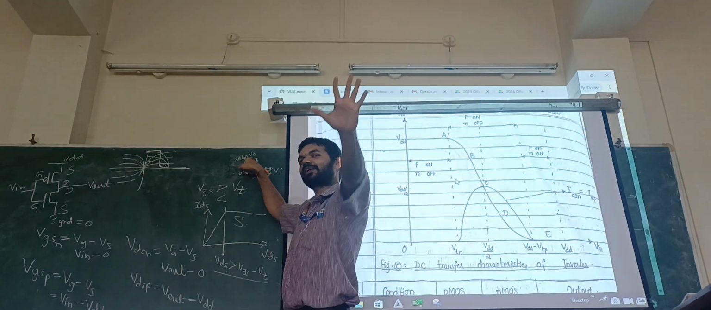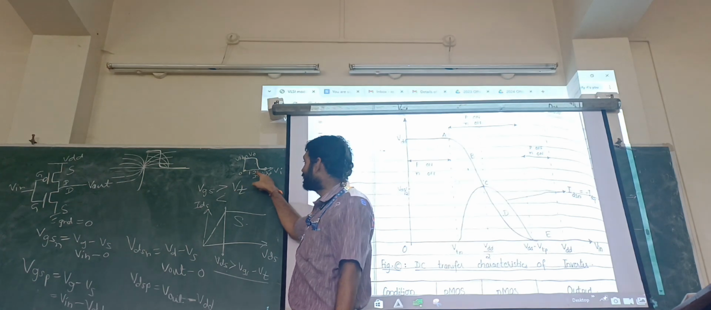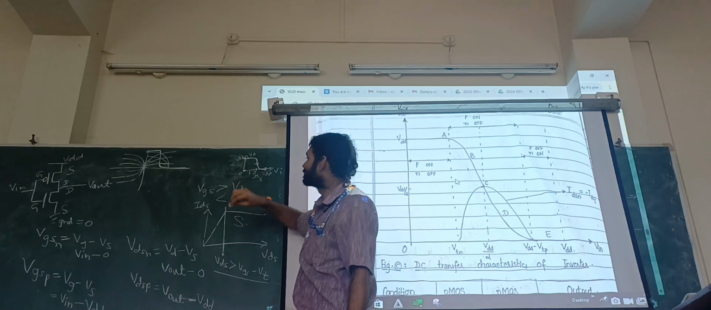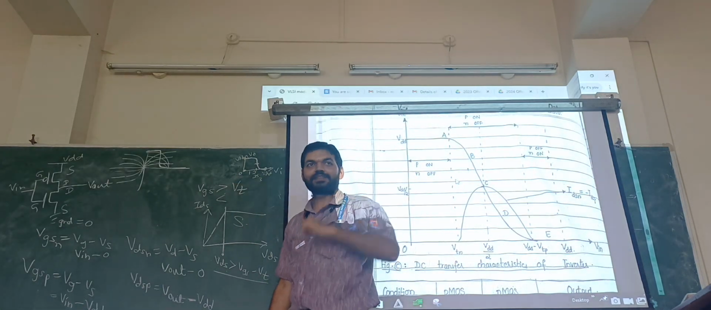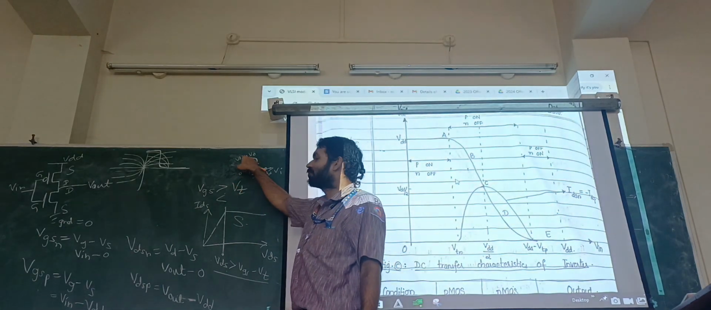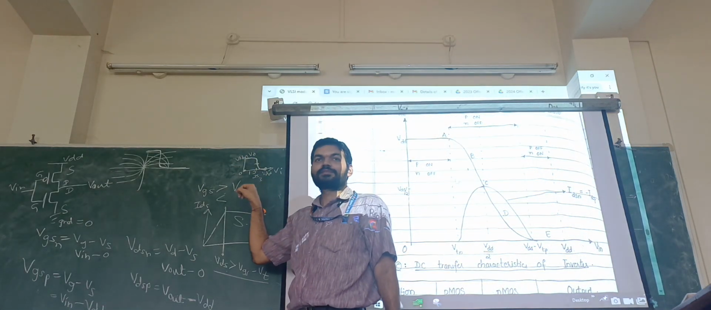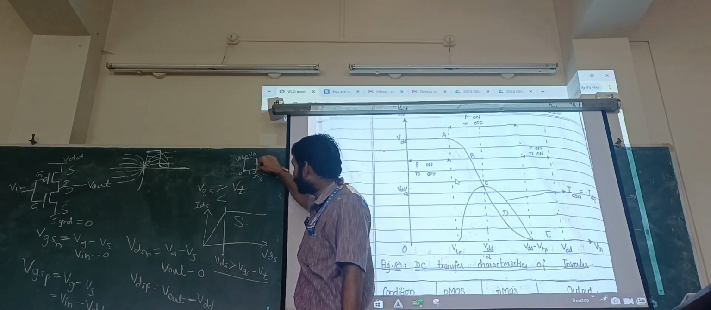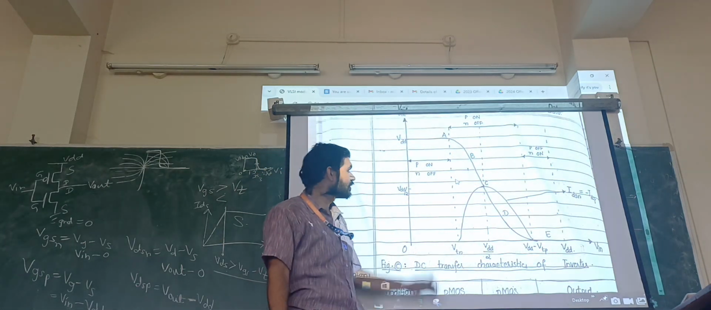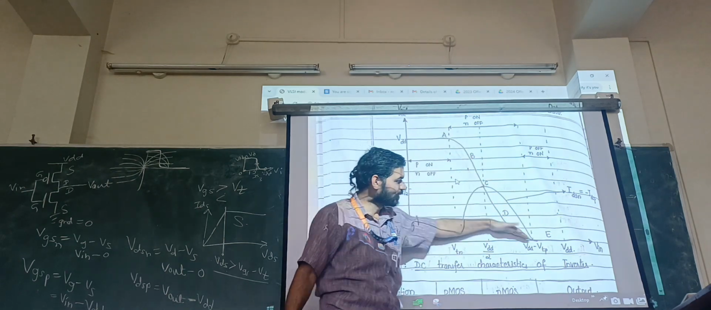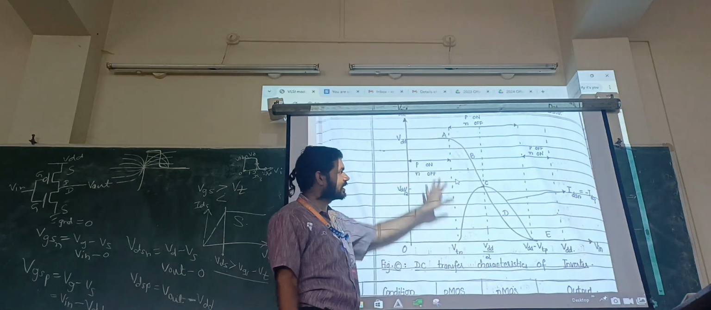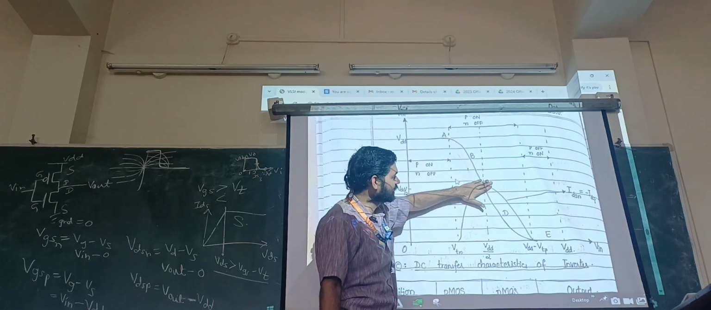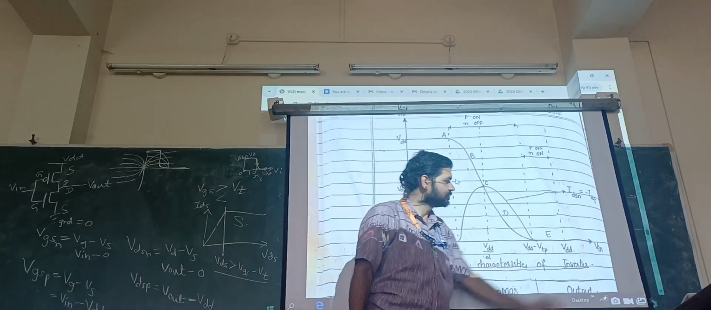When input is 0, output is clearly 1. If you make the input half, at 2.5, the output has fallen to half, because we are moving towards 5 volts and the output should move towards 0 volts. Okay. And as I cross this 2.5, output will fall to 0. So this is falling down. Actually this graph is also divided into 5 regions: region A, region B, region C, region D, region E.